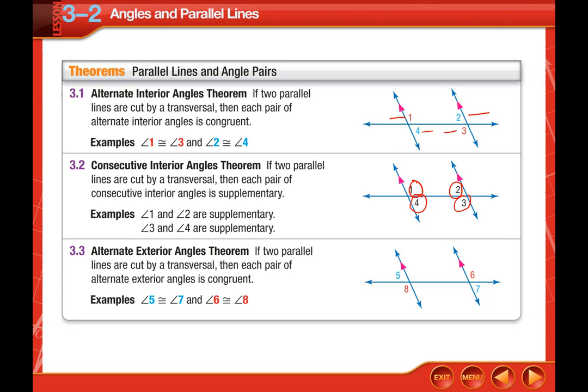Theorem 3.3 states the alternate exterior angles theorem. If I look at the alternate exterior angles 5 and 7, those angles are congruent, as are 8 and 6.